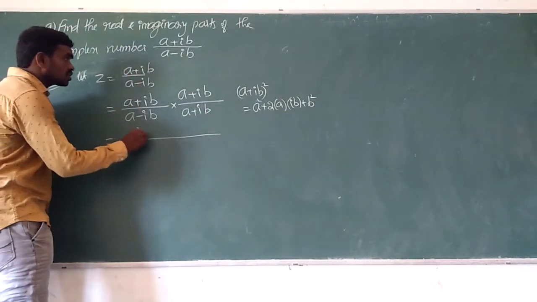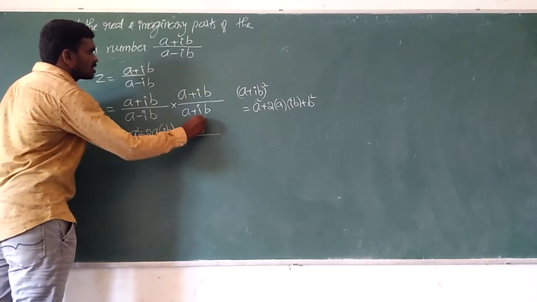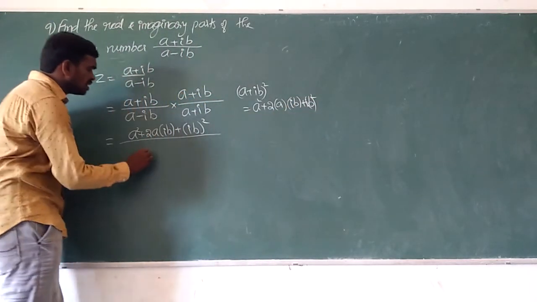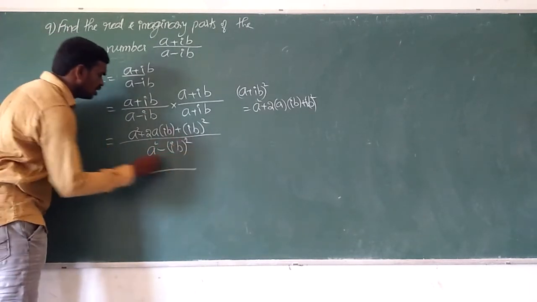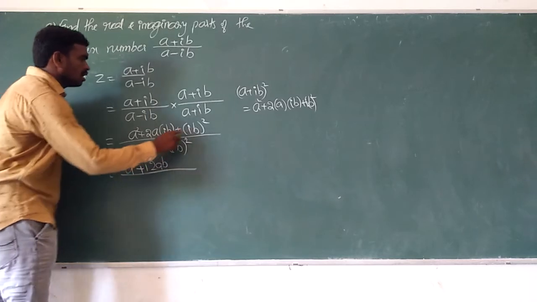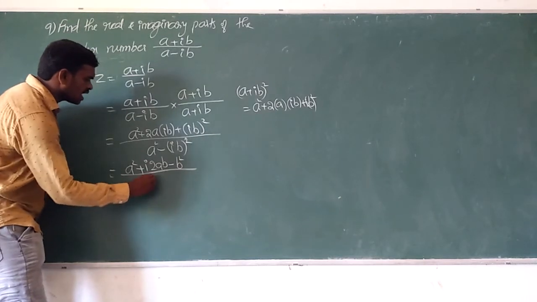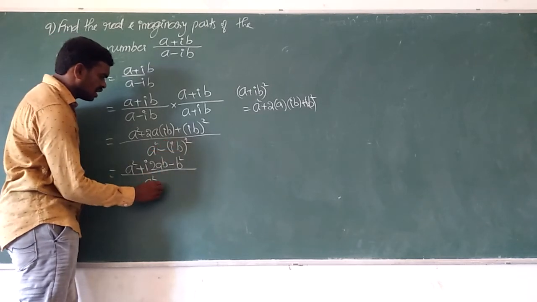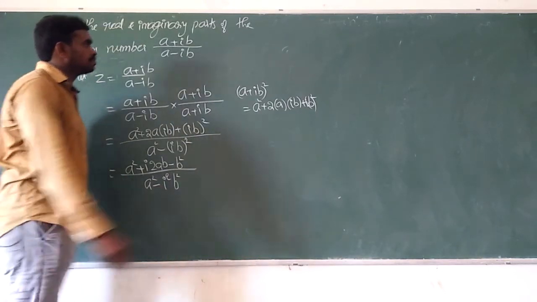So a square plus 2aib plus b square means ib square. The denominator, a minus ib into a plus ib, means a square minus b square ib square. So z is equal to a square plus i into 2ab, i square value is minus 1, b square means b square, by a square plus b square i square. I square means what? I square value is minus 1.